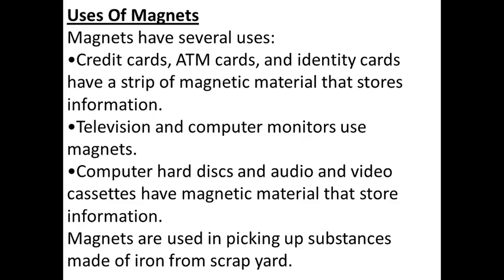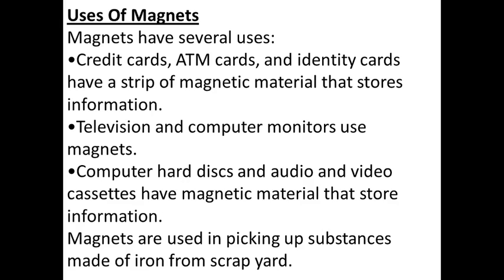Now, where are we using the magnets? You have already seen that the magnet is used in the compass for finding direction. Besides this, magnets find a large number of applications, a large number of uses. I have given the uses. The first one is that we use magnets in credit cards, ATM cards, and identity cards, which have a strip of magnetic material that stores information.